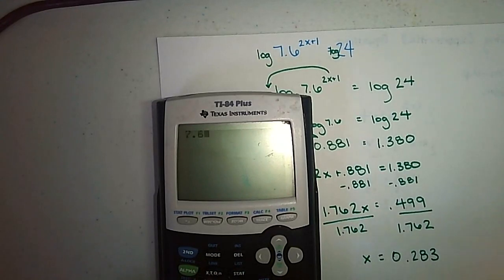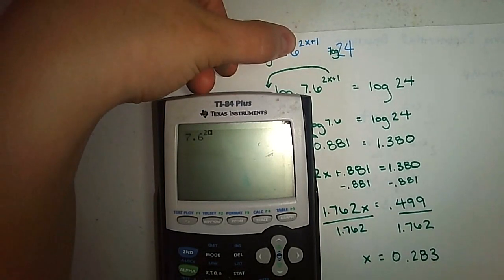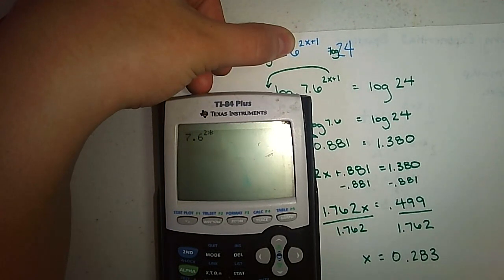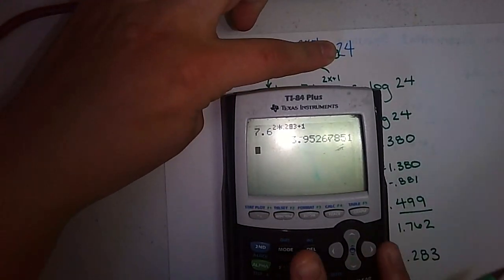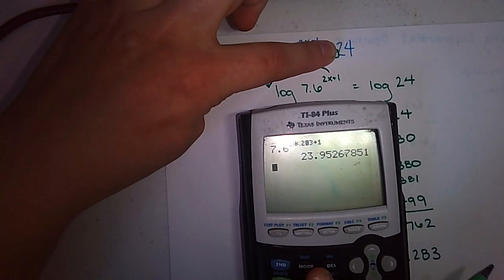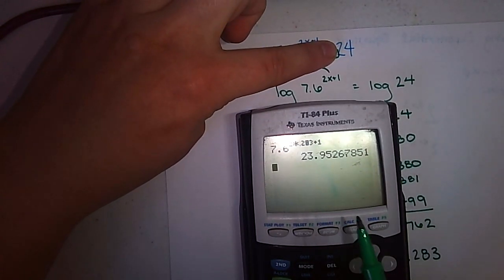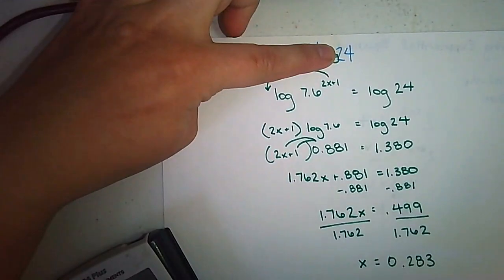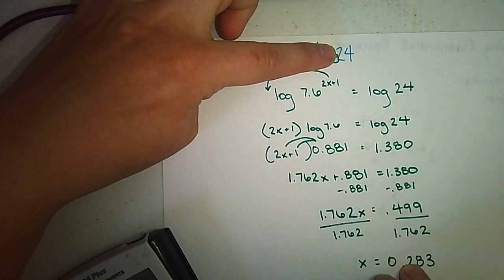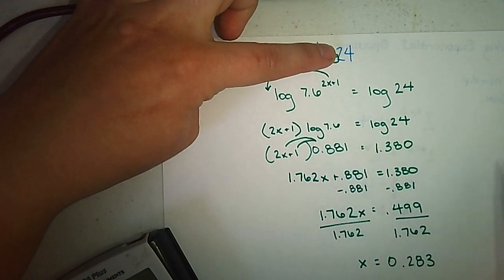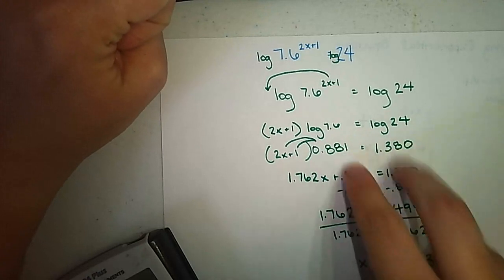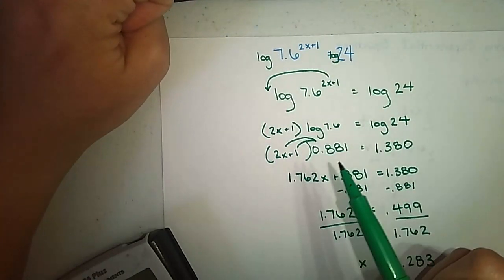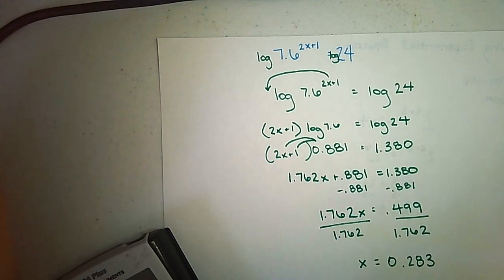So I'm going to have 7.6 to the power of 2 times our answer plus 1. And if I hit enter, notice we said it was going to equal 24 up here. If I hit enter, I get 23.95. So notice we're a little off. The reason we're a little off is because we had some rounding going on. If we would have written this full decimal out, then it would have been probably spot on. But because we rounded 3 times in our problem, that is why it is a little off when you plug it in. Okay, so know that.